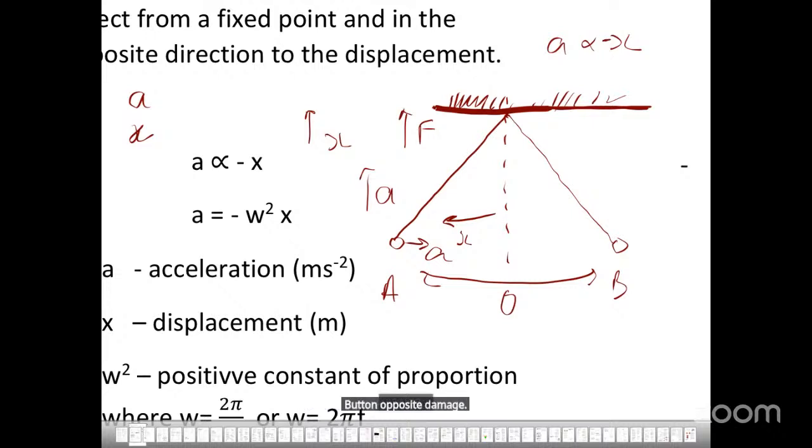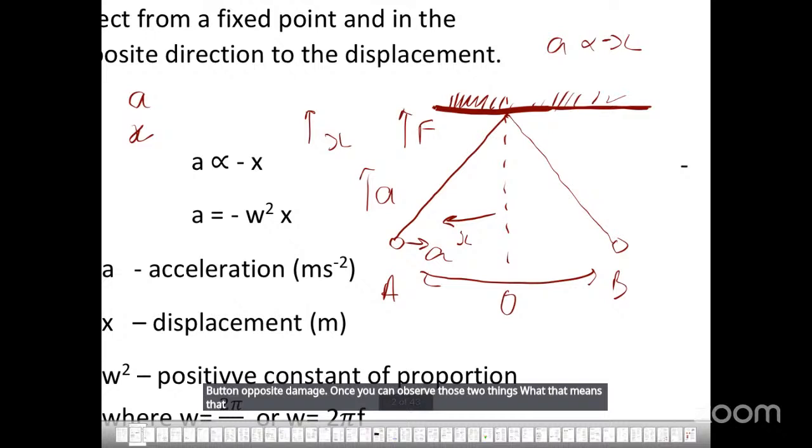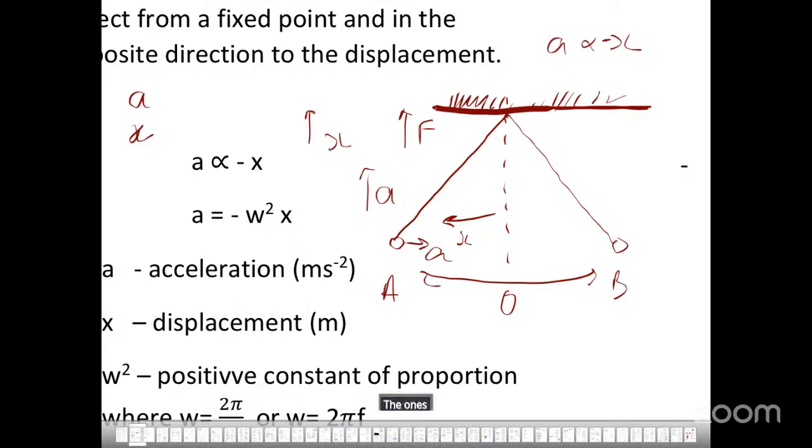That's okay? Once we can observe those two things, it means the object is moving with simple harmonic motion. So once you can observe those two things, the object is moving with simple harmonic motion. Are you okay with that?